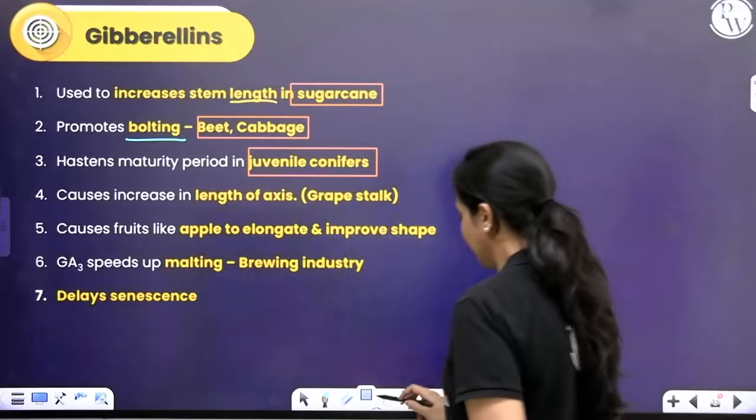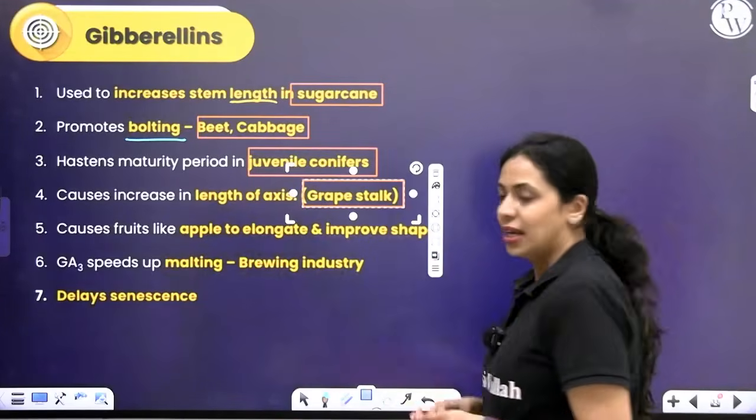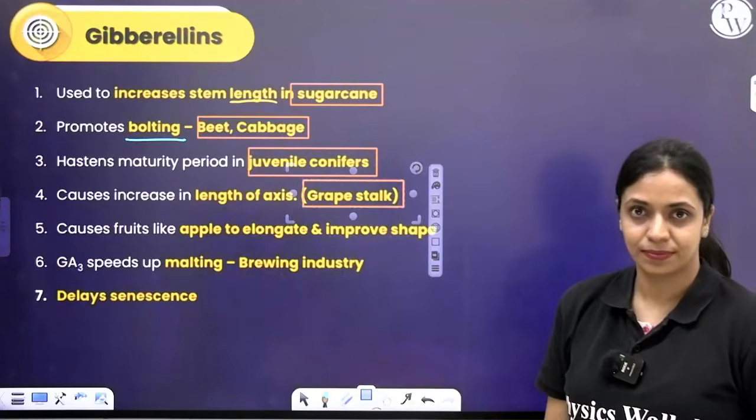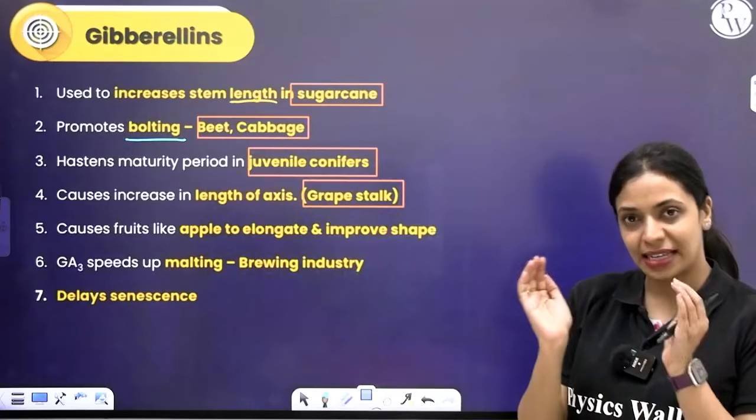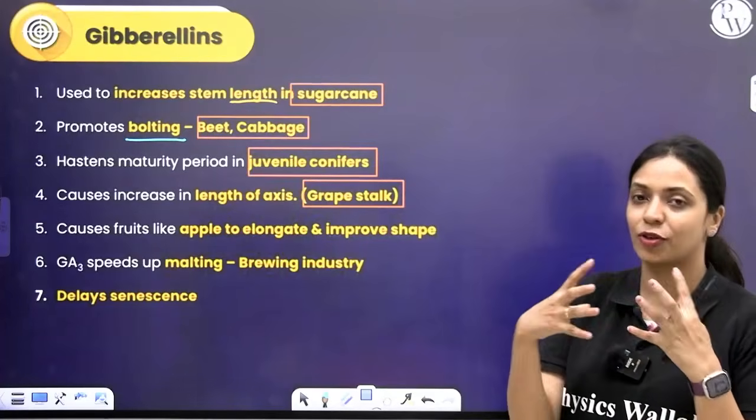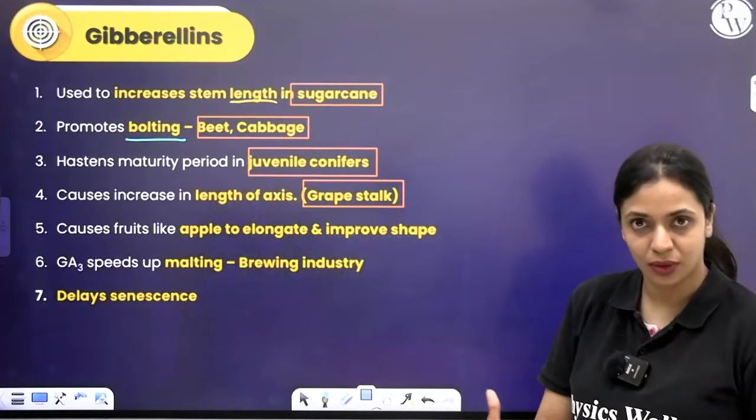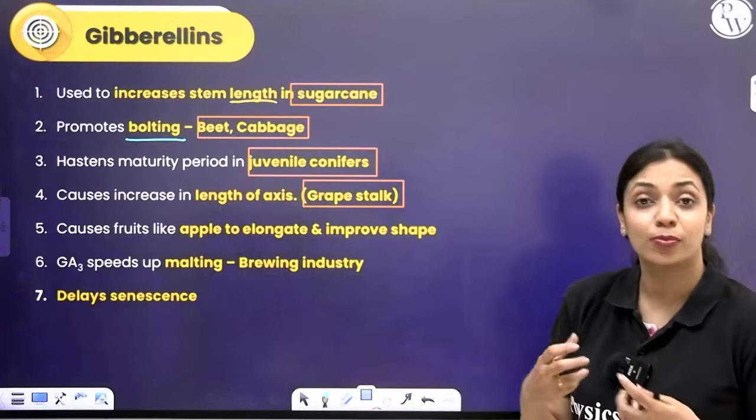Next, in grapes, it increases the length of the stalk so that there is less crowding and grapes will get sufficient space to grow and they will not get spoiled soon.